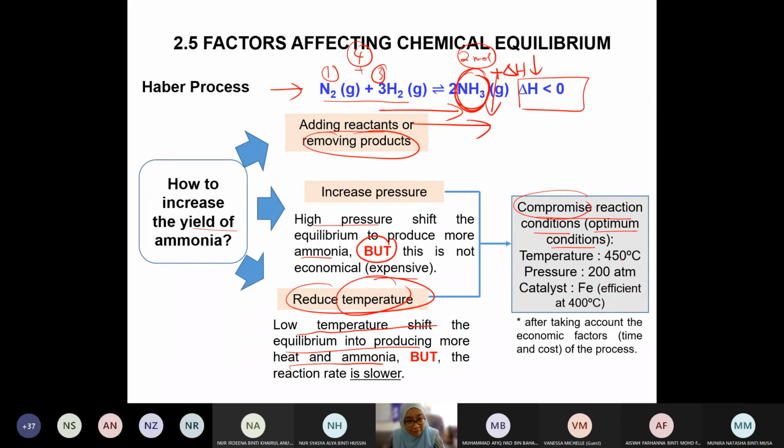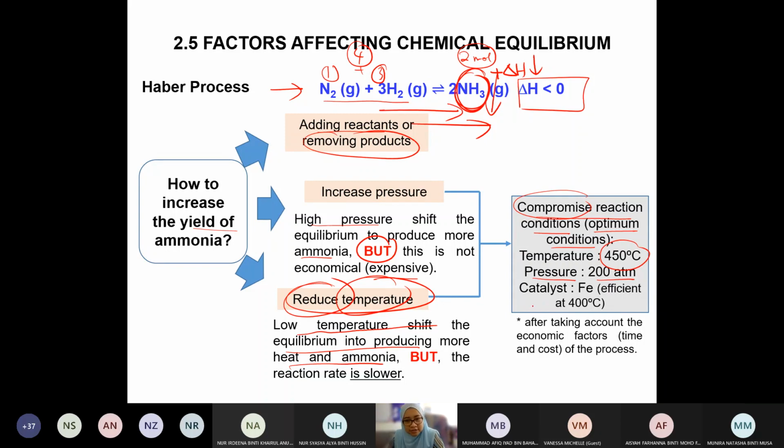Okay, so these are the temperature. As if macam cakap reduce temperature tu macam rendah sangat kan, tapi nampak tak 450 degrees Celsius is considered lower lah. Okay, is considered lower. Pressure is 200 atm, so do not exceed this 200 atm because it's not economical lah. The pressure will be very high and it's also dangerous.